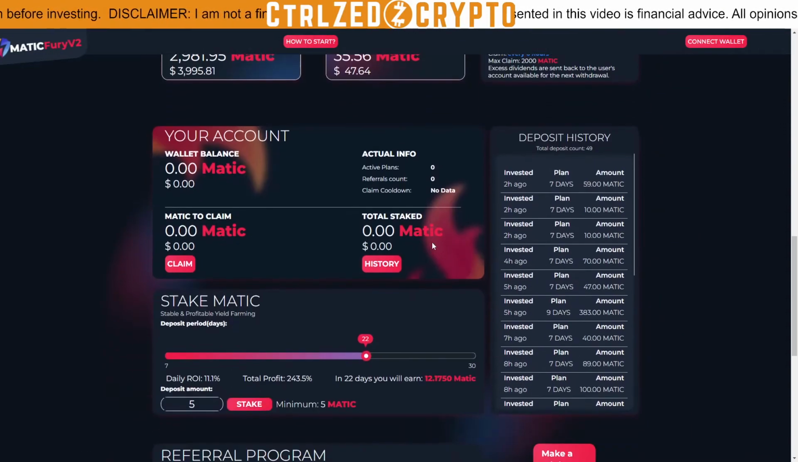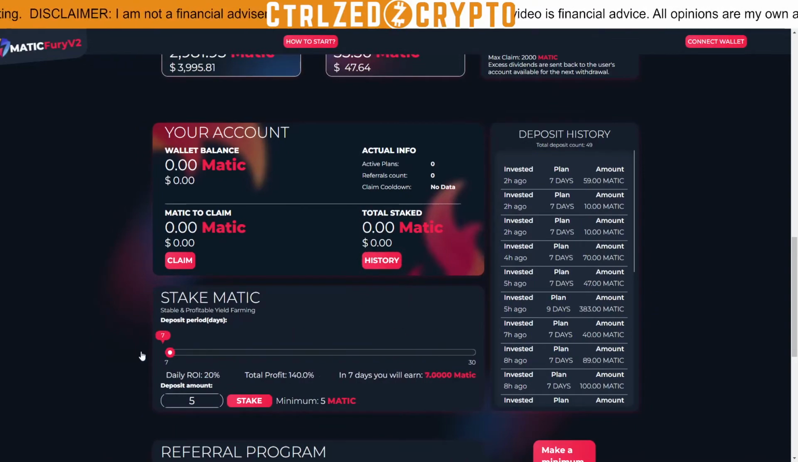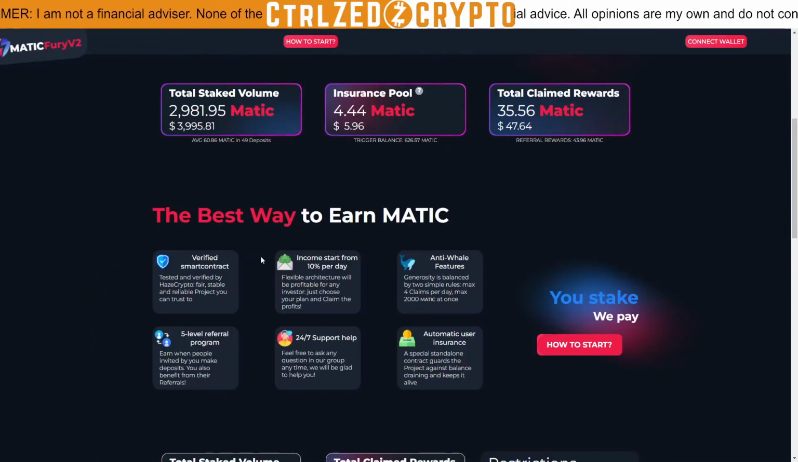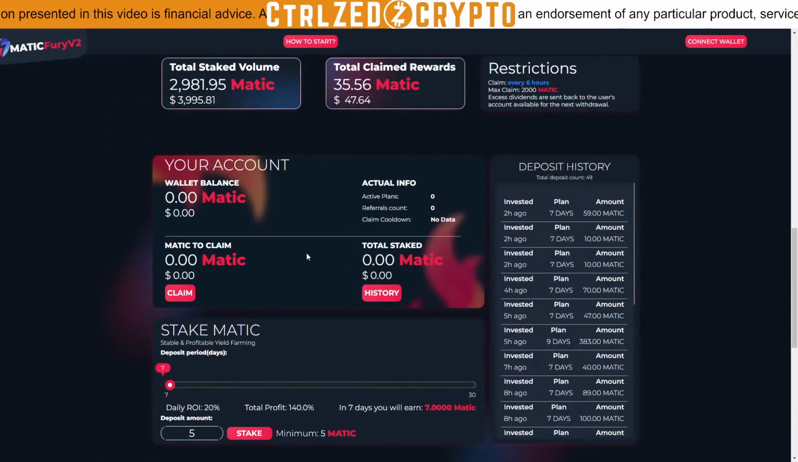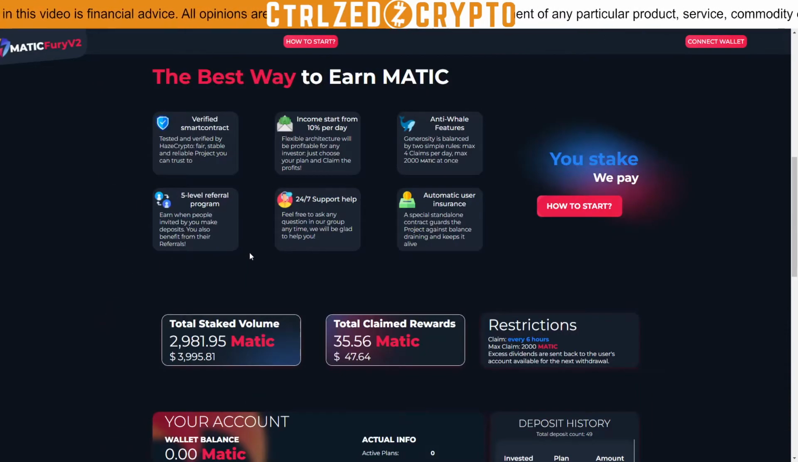This all looks exactly the same. You've got the same slider, the same plans, you've got everything that looks the same, ridiculously high level of referrals. But it's a new contract. It's a brand new smart contract, brand new account. The balance has gone down again.